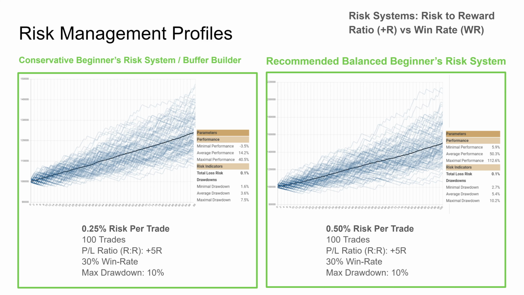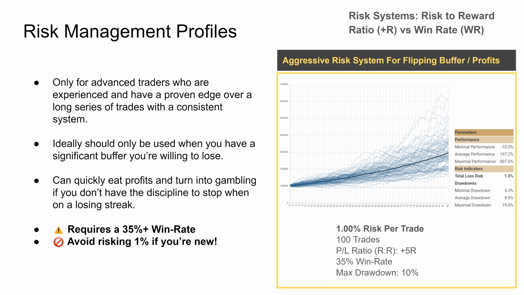So quickly, I want to talk about the aggressive risk system for flipping buffer and profits again. I need to warn you guys, if you're not an advanced trader, please just ignore this entire slide. But for those of you who are advanced and experienced and have proven an edge over a long series of trades with a consistent system, within your system anyways, because all of our systems kind of vary within Phantom between the members.